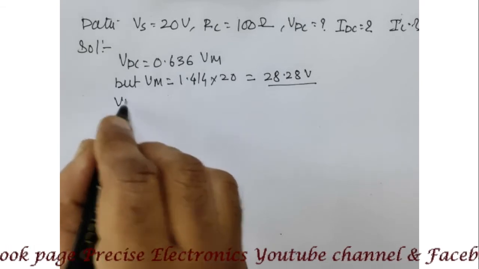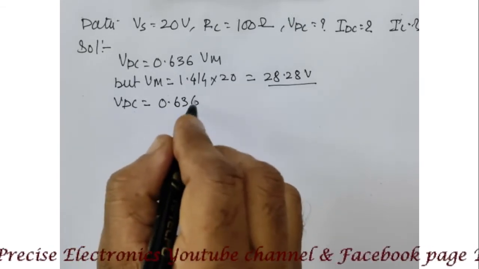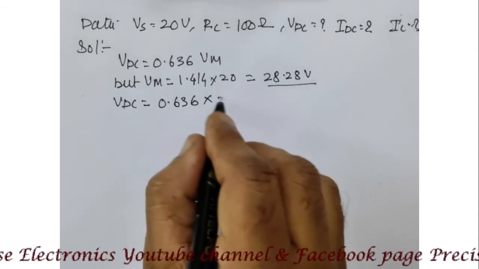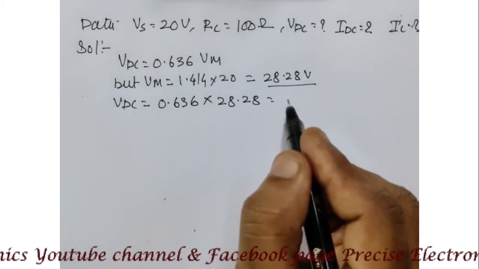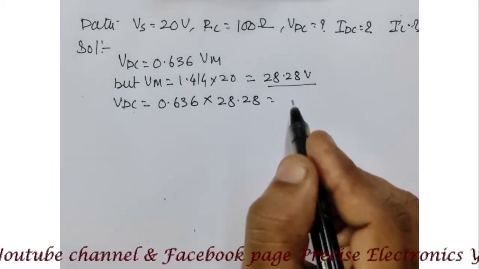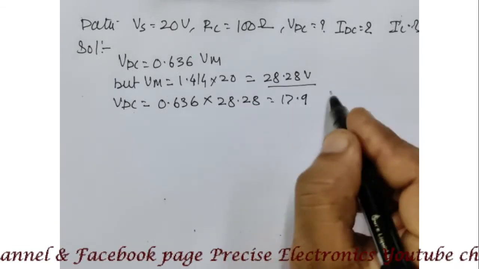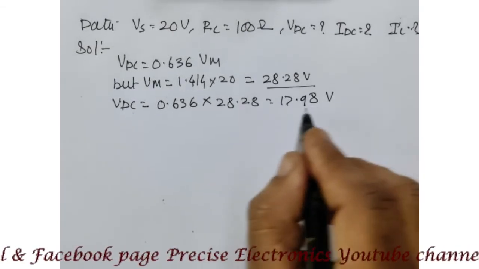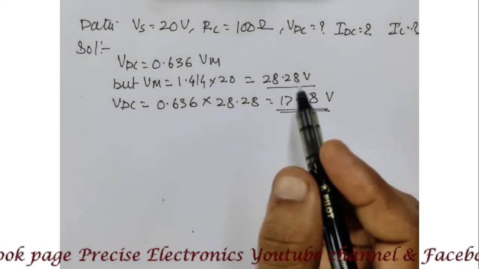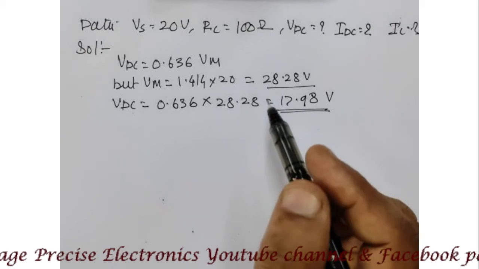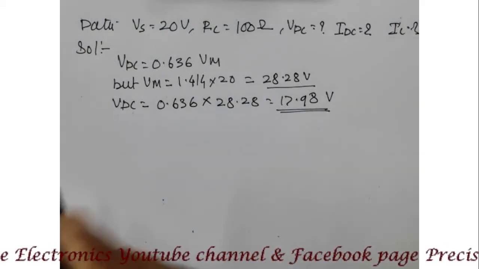Now VDC. So it is 0.636 into 28.28. So this is 17.98 volts. This is our first answer, VDC. VDC is equal to 0.636 into 28.28. So it is 17.98 volt. That is our output voltage.